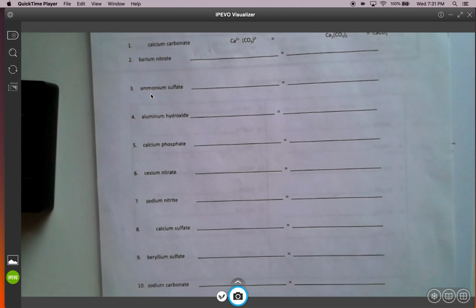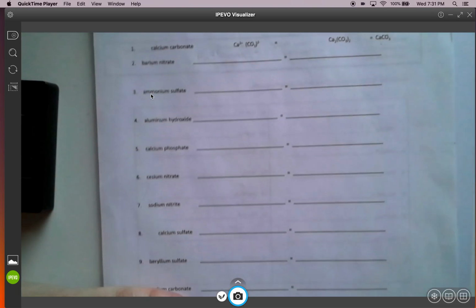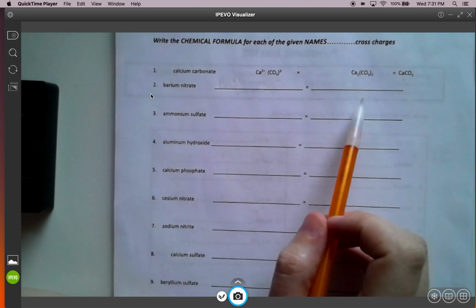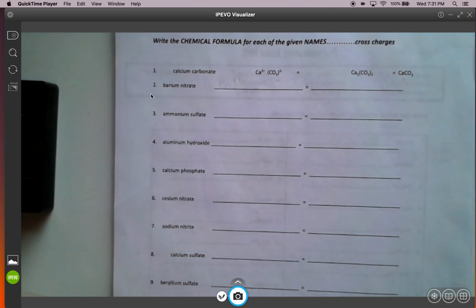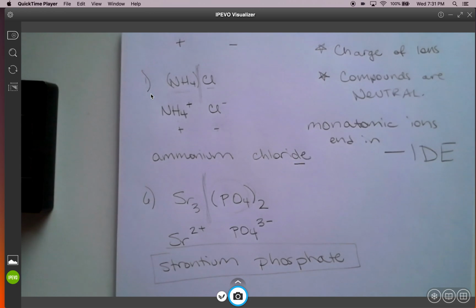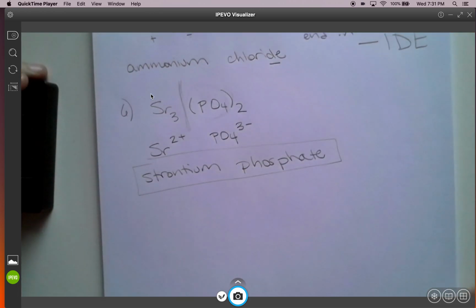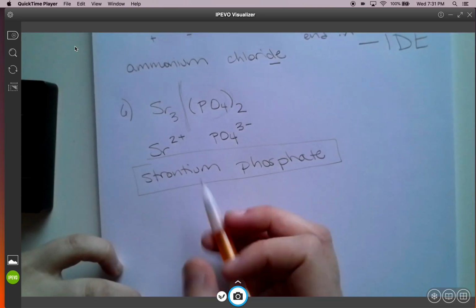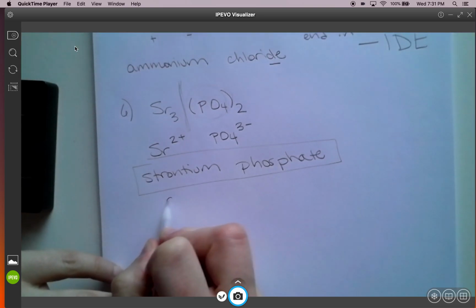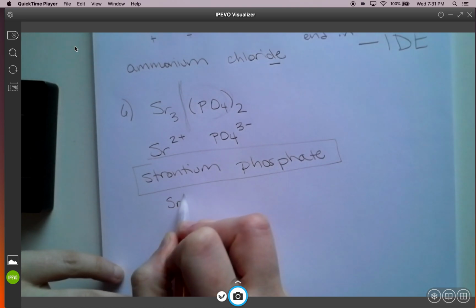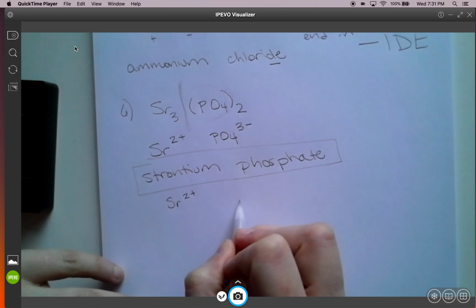All right, so in this video, I'm going to show you how to go from a name to a formula. And to get there, we're actually going to start with the example that we just did and just do this one backwards, just so we can see how it all ties together. Okay, so we're still looking at strontium phosphate, and we figured out in the previous video the charges of these two ions. The charge is your key.